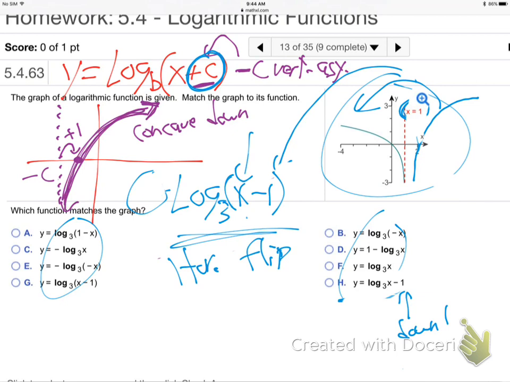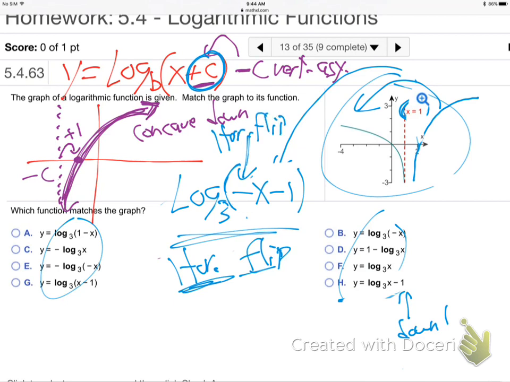They've put a negative in here on the X, haven't they? They've made this negative X minus 1. That right there is the horizontal flip. Negative on the X. You with me? Negative on X makes a sideways flip.